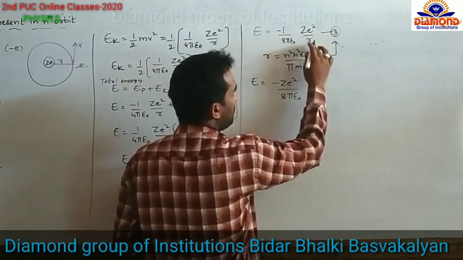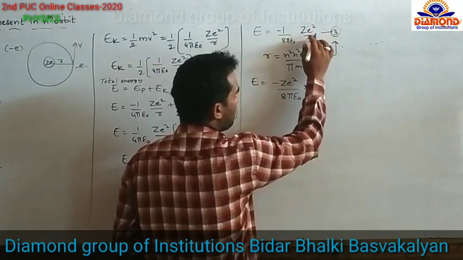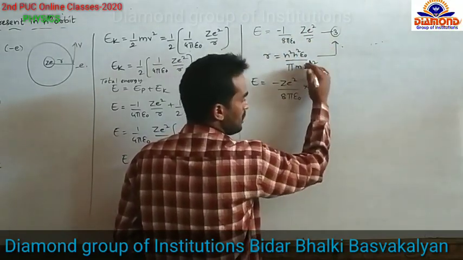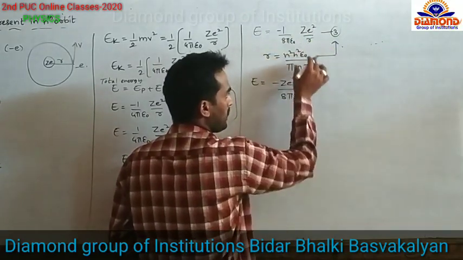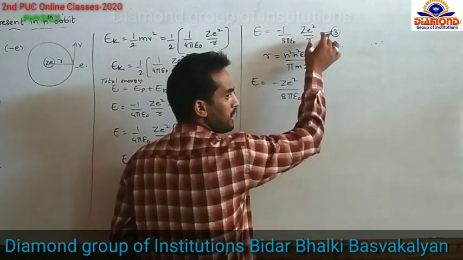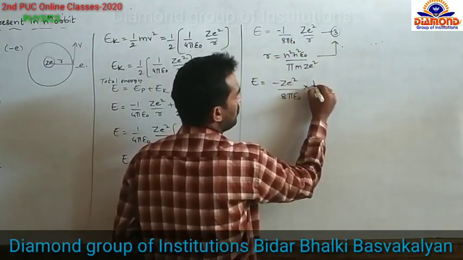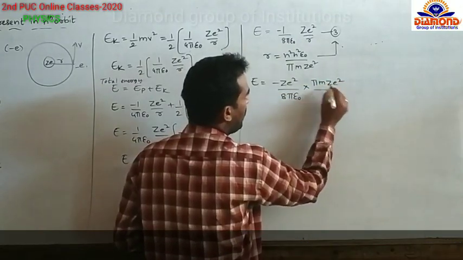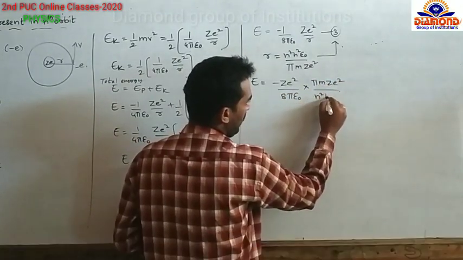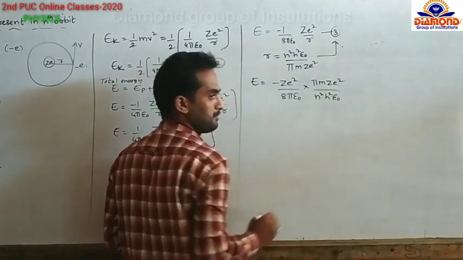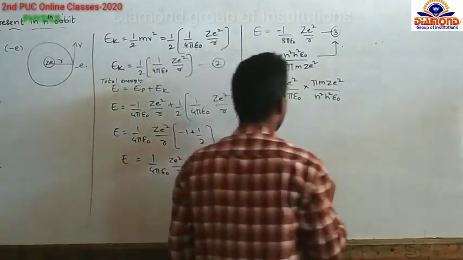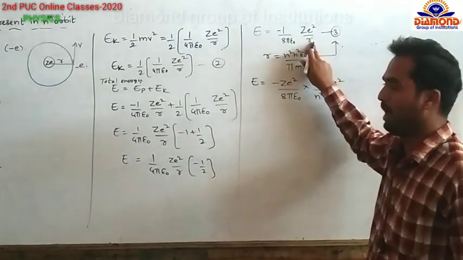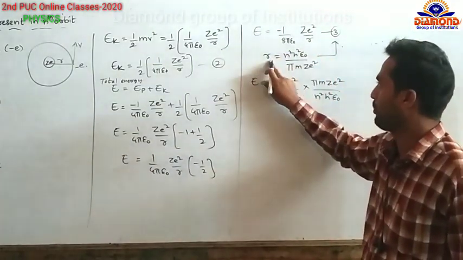Then 1 by r. So 1 by r means reciprocal of radius. So you are taking numerator to denominator, denominator to numerator. So pi m Z e square by n square h square epsilon naught. Nothing to confuse. In place of r, we are substituting the value of radius.